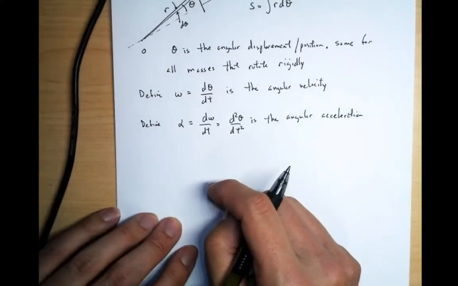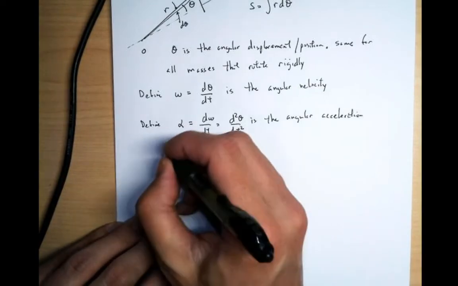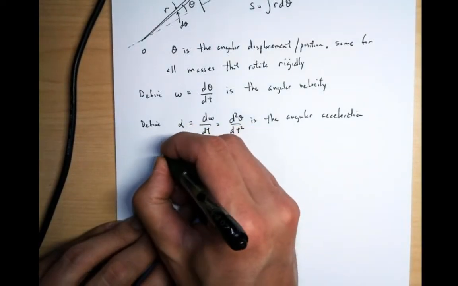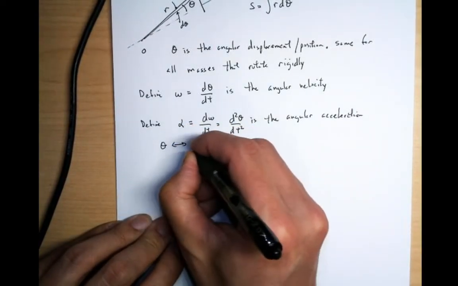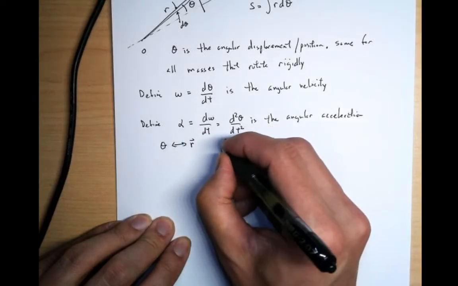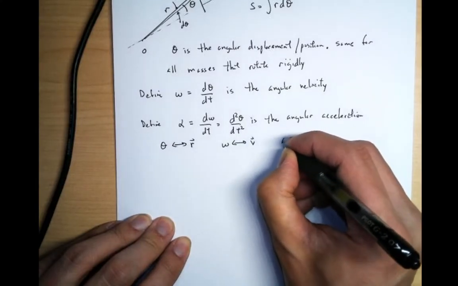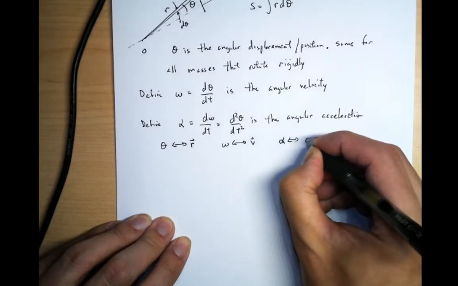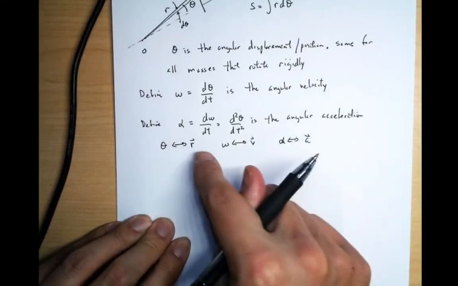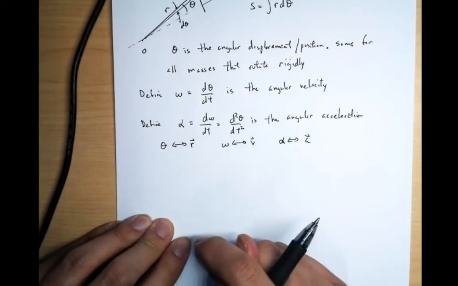Okay. And so basically what we have is theta goes to r, omega goes to v, and alpha goes to a. So this is the angular part, and that's the position part.